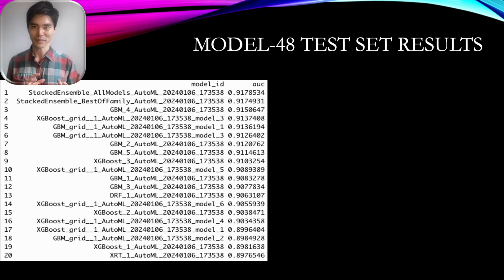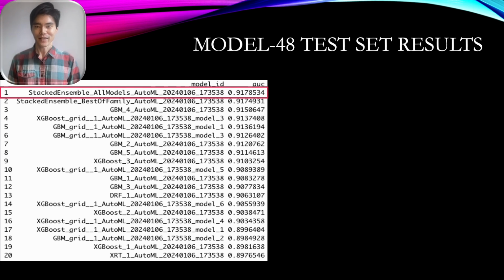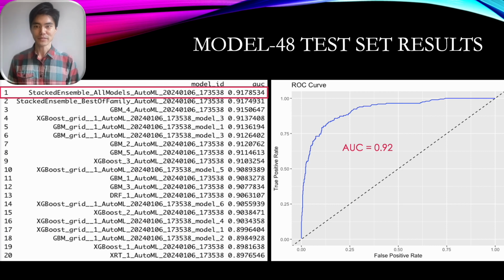So here's the output from H2O AI AutoML. We call this model 48 because it has 48 variables. And the best model was the stacked ensemble model with an area under the curve of 0.92. Stacked ensemble is when you take the best of each model and then bring it together as one model. So oftentimes, stacked ensemble is the top model that performs the best.